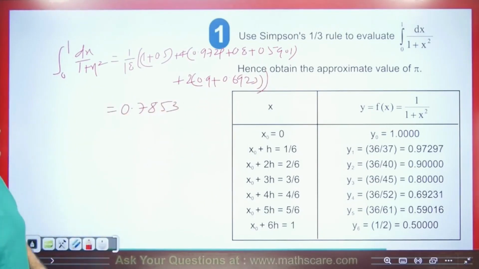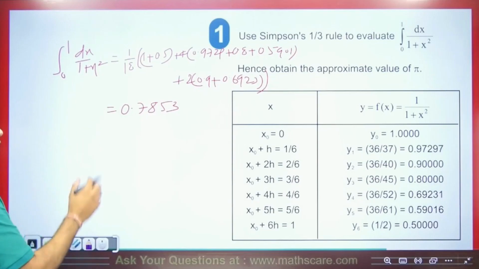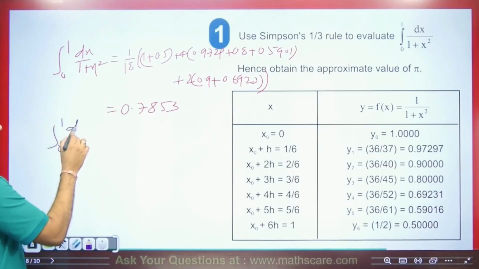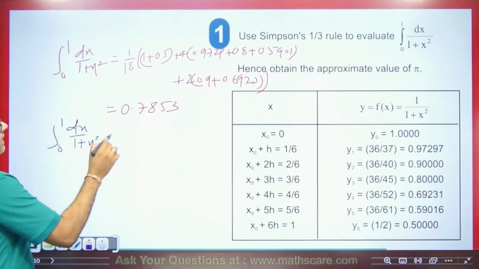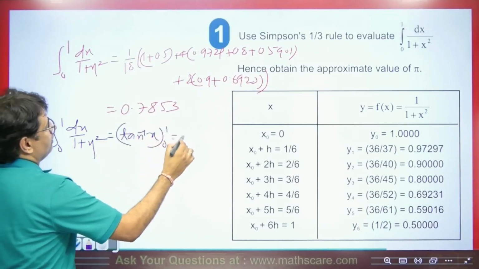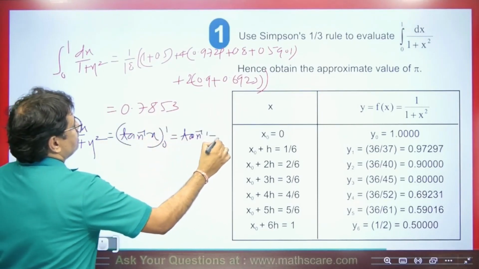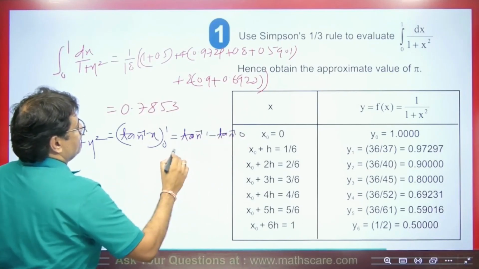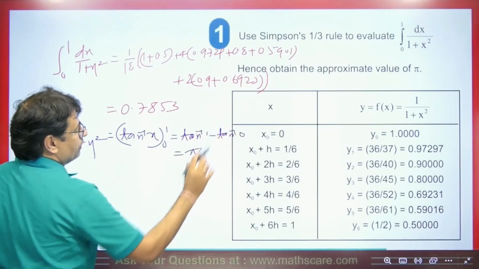Clear? Now, you have to find the value of pi. What will we do next? We will do the integration of the given question. This will be dx upon 1 plus x square, and here we will have tan inverse x. The limit is 0 to 1, so we will have tan inverse 1 minus tan inverse 0. After simplifying, it is coming pi by 4 minus 0.